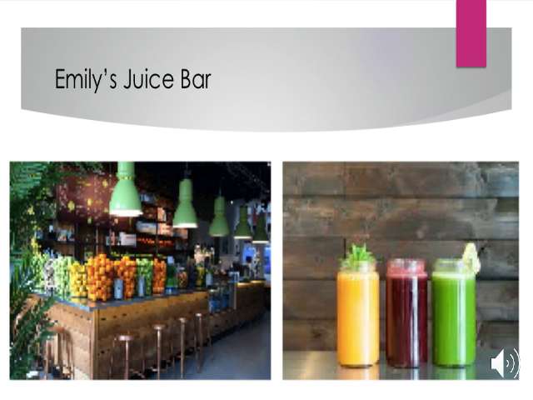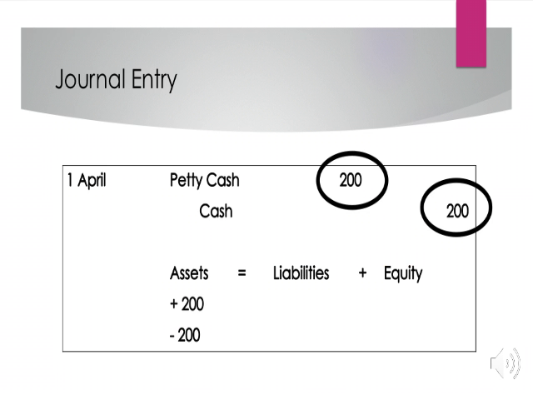Let's make a hypothetical example. Say Emily's Juice Bar. Suppose on the 1st of April, the company cashes a $200 cheque to establish a petty cash fund and gives the cash to Andrew, the custodian. On this specified date, the following entry must be recorded. The journal entry increases petty cash by $200 and decreases cash by $200.